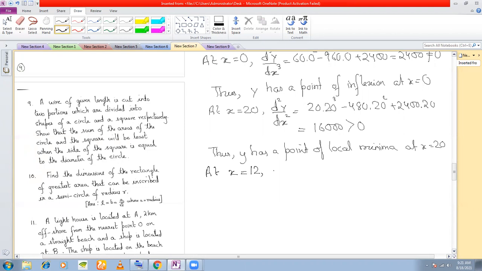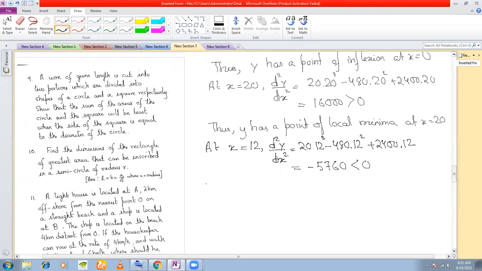So at x is equal to 12, now we check for the sign of d2y dx2. 20 into 12 cube minus 480 into 12 square plus 2400 into 12. So this, you simplify, you will get this as minus 5760, which is negative. So what can we say? Thus y has a point of local maxima.